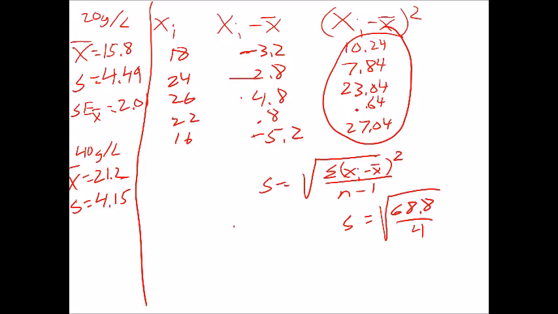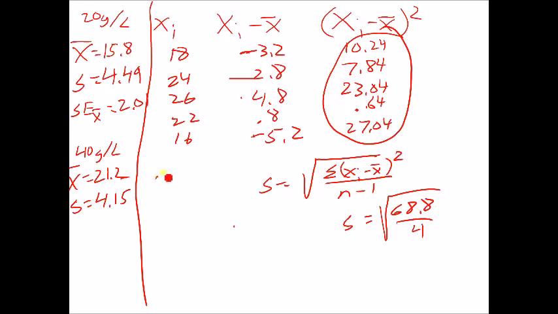So if we compare the standard deviation of the 40 gram per liter sample to the 20 gram per liter sample, we see that the standard deviation is a little bit lower for the 40 gram per liter sample. What that tells us is that their heights were a little closer together. They were a little more centered around the mean in the 40 gram per liter sample than they were in the 20 gram per liter sample.